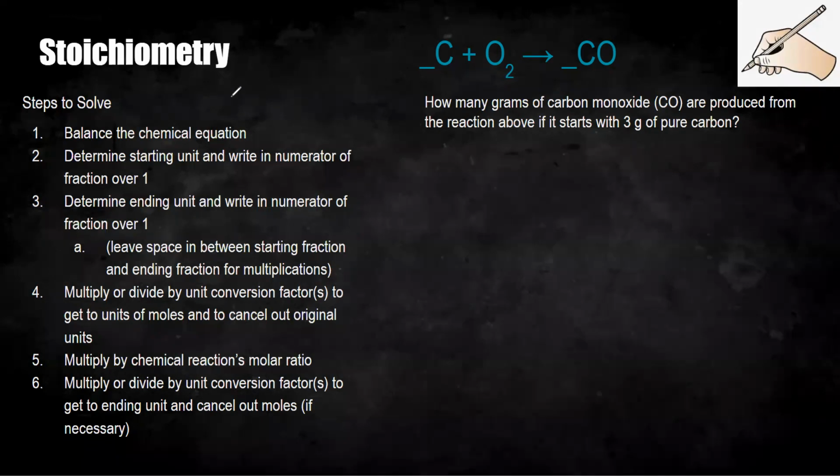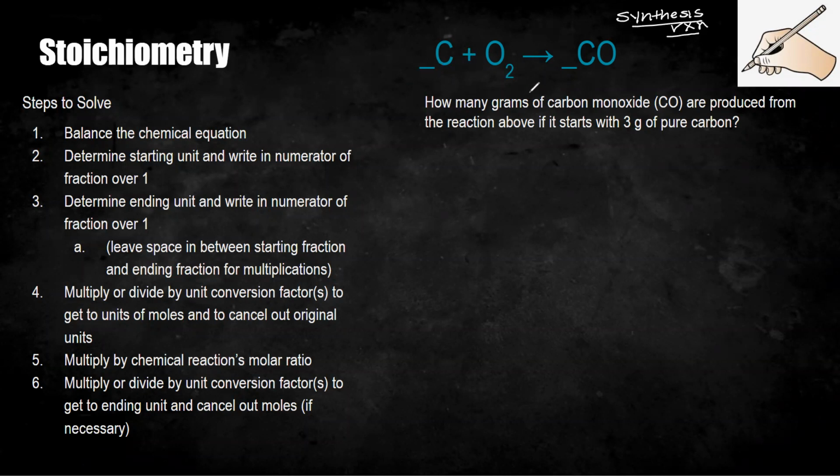Okay, so starting with step number 1 is balance the chemical equation. So here we're going to use this chemical equation of carbon and oxygen combining to form carbon dioxide. And as we learned in the last video, this is a synthesis reaction.